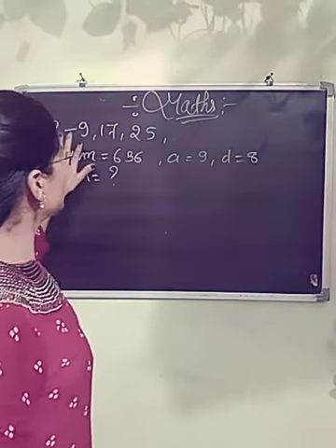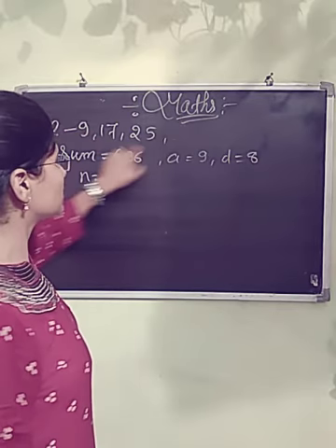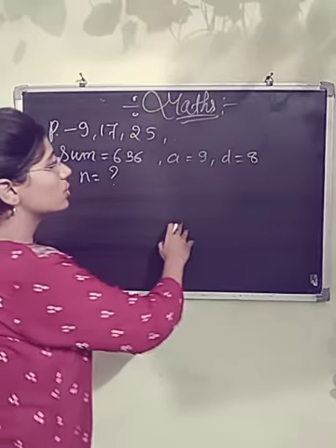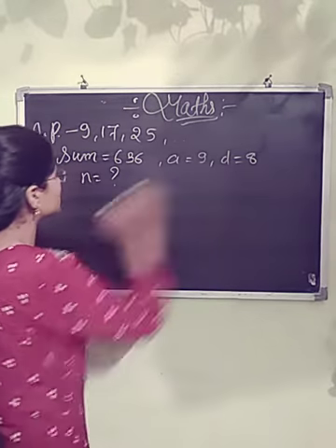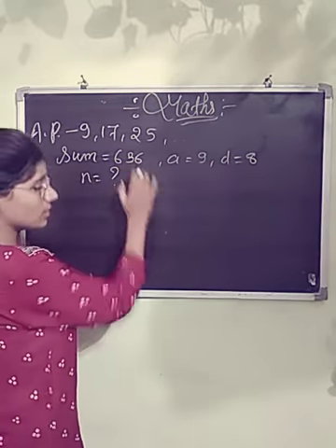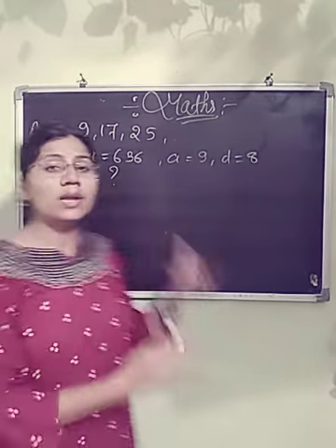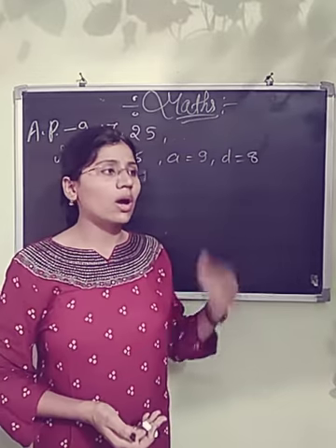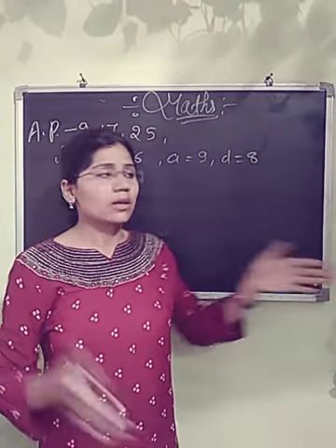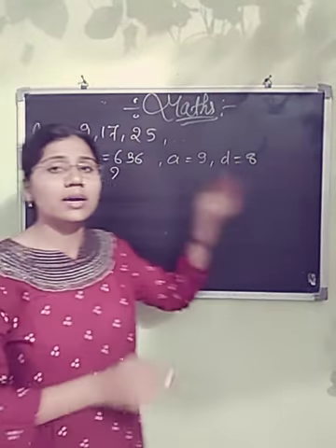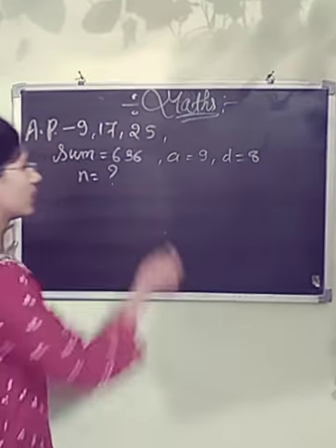So first of all, write down whatever is given for us. We have written the AP 9, 17, 25, and as per the AP, a equals 9. If you subtract any two terms of this AP, you will get the difference 8, and the sum is given as 636. Now you will not be told to find out n; it will be written, up to how many terms the AP must sum up to 636. So this is all understood.